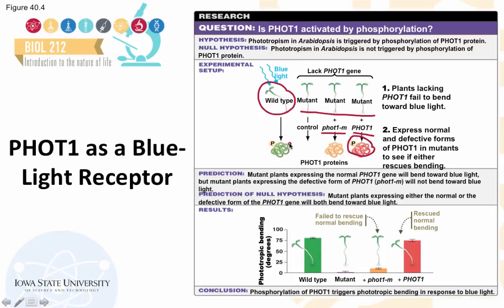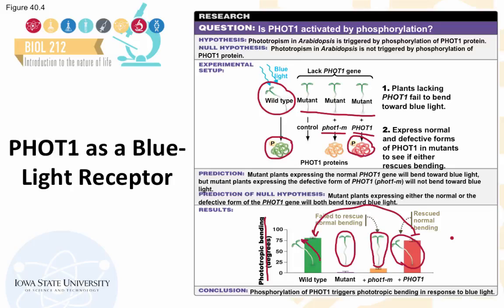The unaltered wild-type plant would produce a functional copy of the FOT1 protein that can also be activated by phosphorylation. When they measured the amount of phototropic bending in each of these plants, they observed that most of the wild-type plants grew toward the blue light. All of the mutant plants did not show this response. When a mutated form of FOT1 protein was added to these mutant plants, they failed to rescue normal bending. But when a functional FOT1 protein was added to the mutant plants, normal bending was rescued. This response was almost equivalent to the wild-type plants.